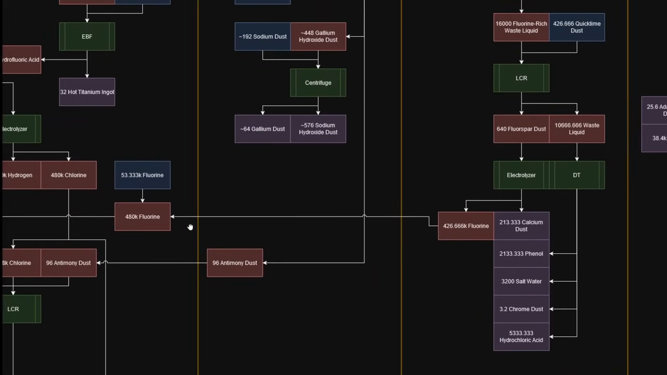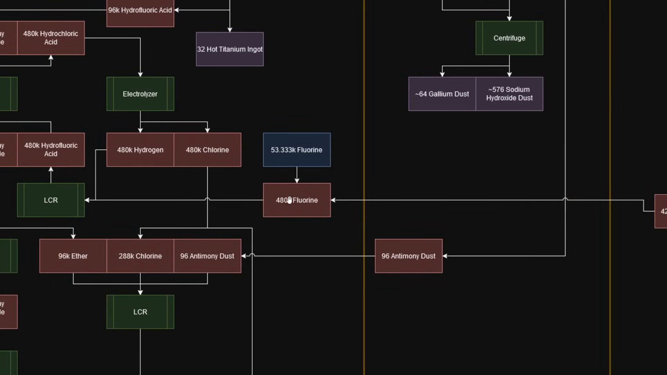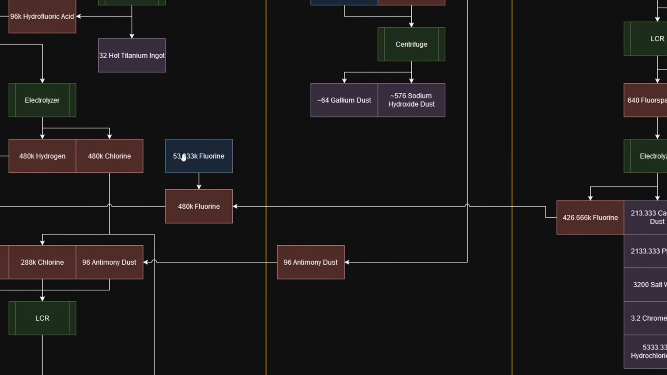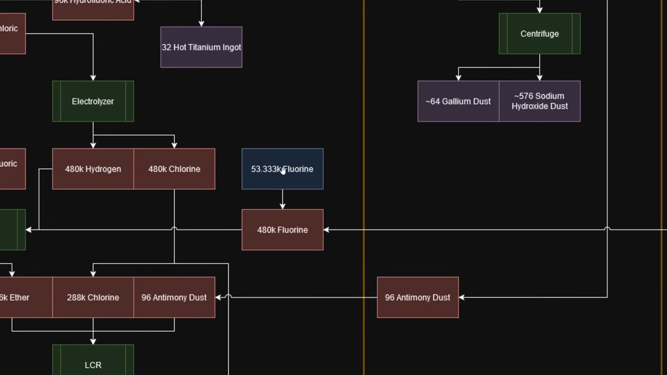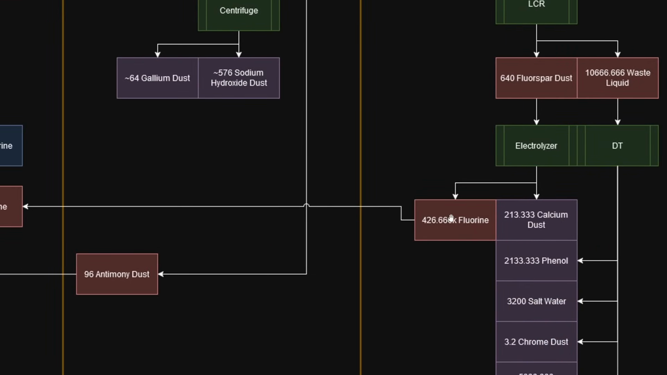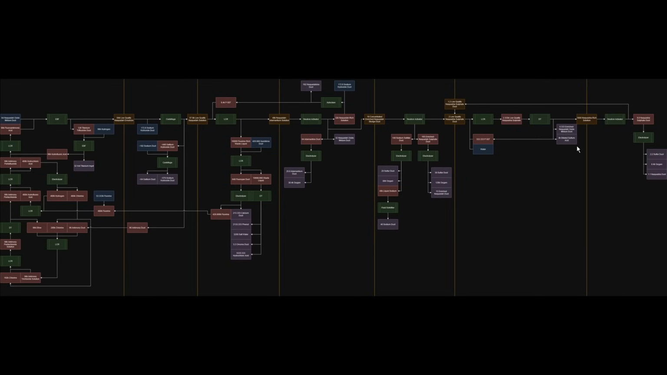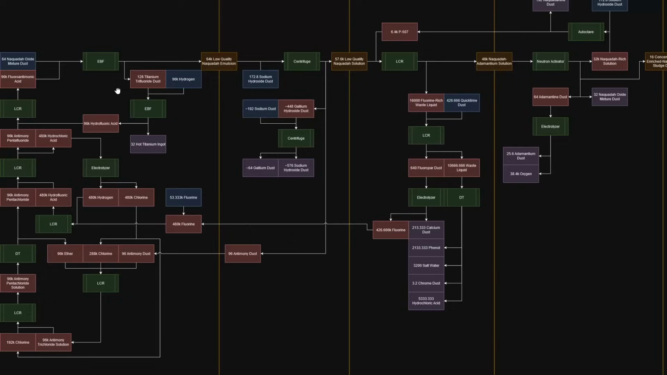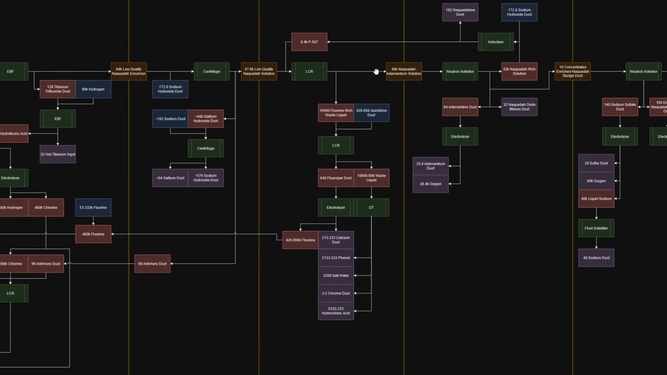So for example here, the fluorine, don't mind the numbers exactly, but just notice that I do have to put in a little bit of fluorine even though I get a lot of it back. And this is pretty long, and we're going to go through it in stages. So I've divided this into sections. Each section deals with going from one Naquadah product to the next. So each of these is kind of an intermediate step.